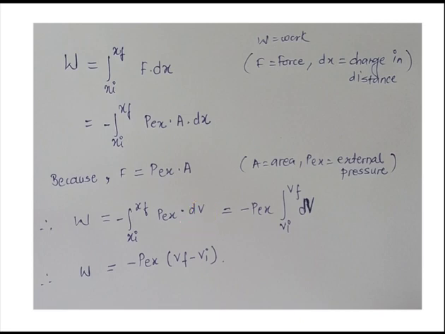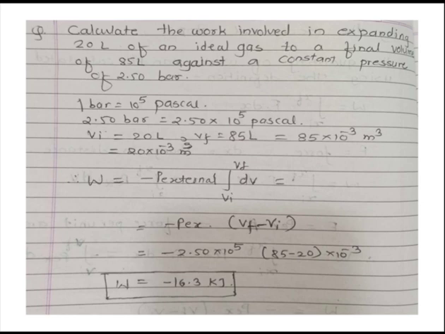So the next equation is W is equal to minus Pex, integration from Vi to Vf of dV. dV is the change in volume. When limits are put here, the equation becomes Vf minus Vi. So this is the work equation when the compression type of work is done: W is equal to minus Pex in bracket Vf minus Vi. We will see one problem based on this equation.